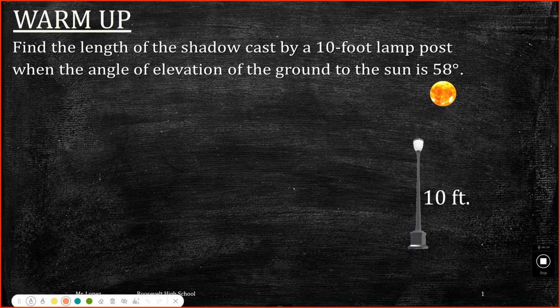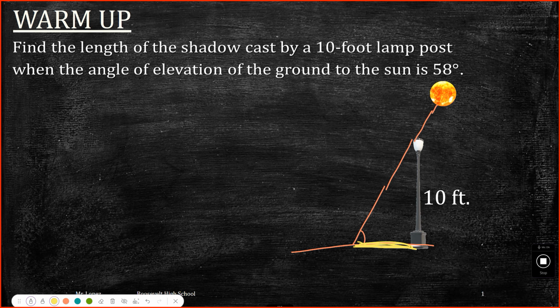So you got the sun coming, and so maybe something like this. That's your angle of elevation. You want it to look something like that. So the shadow would be this. Is it? Maybe. Yeah. So 10 foot. Find the length of the shadow.